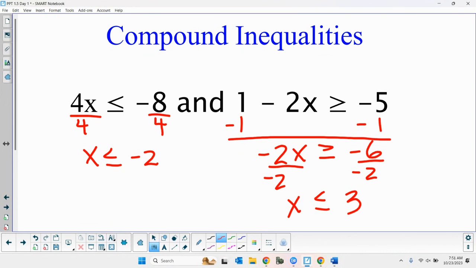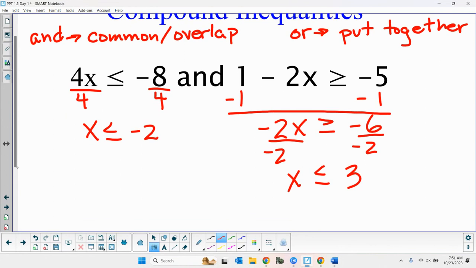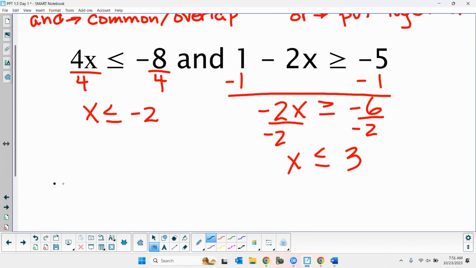Now, when it's an and like this, all right, when it's an and, you want to see where they overlap. When it's an or, you just put them together, all right? So if it's an and compound, basically what's common, we're thinking, where they overlap. When it's an or, you just put the two together when you graph it, okay? So we're going to graph this.